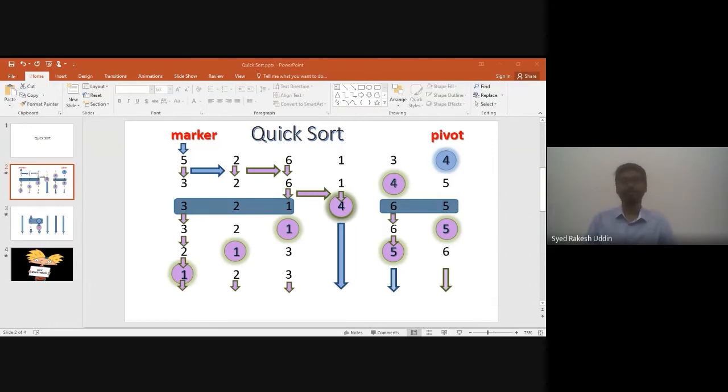Then the marker's position is updated with 1. It follows the second rule. In this case, the marker and pivot's position is the same. So that means 4 is already sorted. Then come to the next slide.